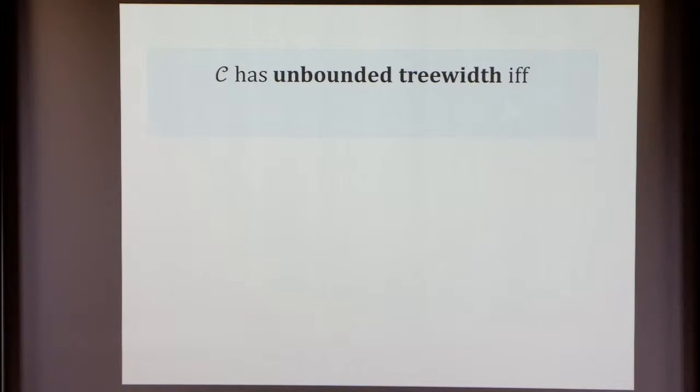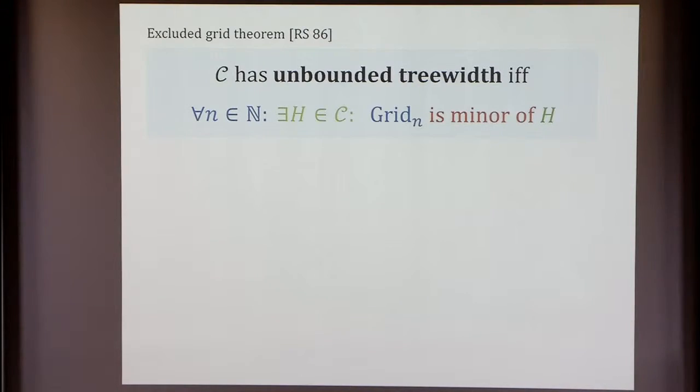Because, okay, at this point I have to define what tree width actually means, but I won't do it. I will instead define what it means to have unbounded tree width. So a class is unbounded tree width if, and this is a deep result in graph structure theory, class C has unbounded tree width if for every n there is a graph H in your class such that the n by n grid is a minor of H.